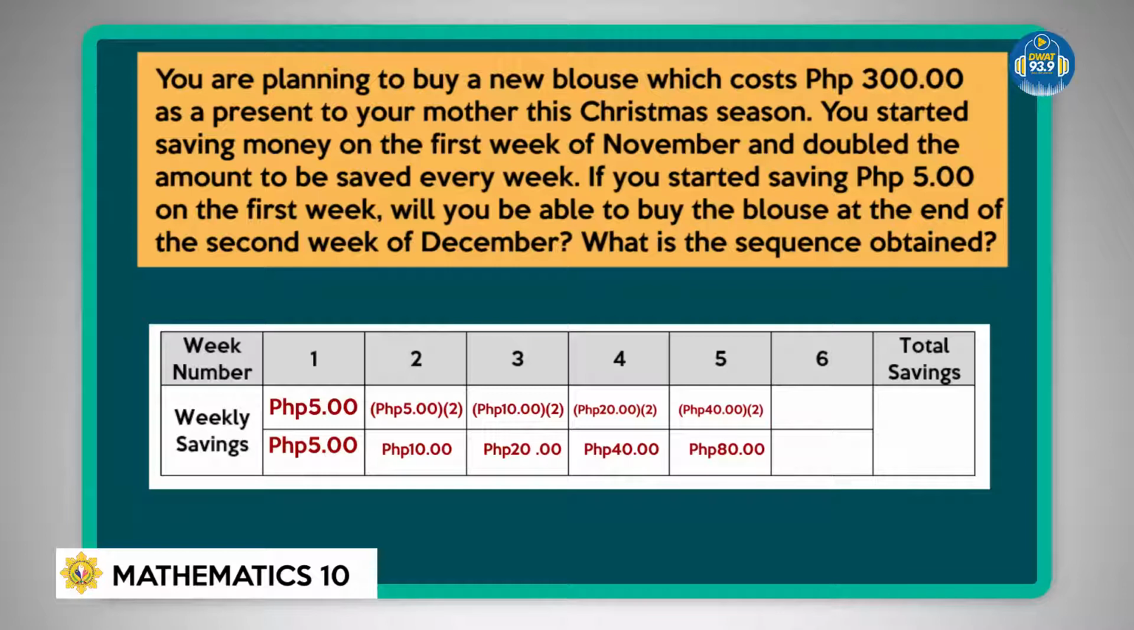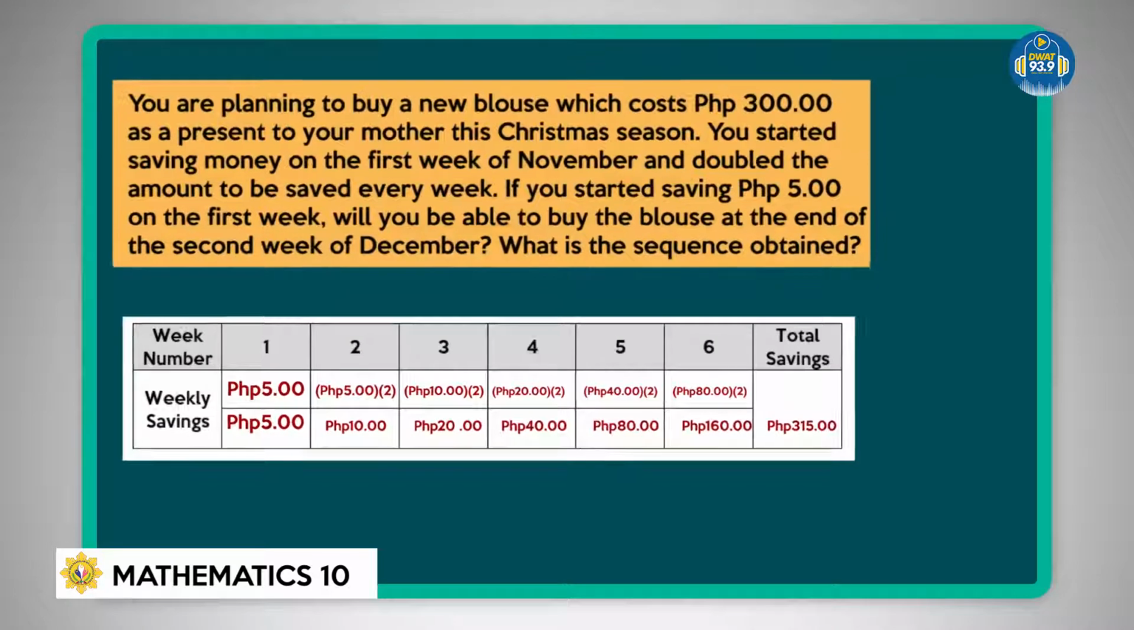On the 5th week of saving, we have 40 pesos times 2, therefore, the weekly savings is 80 pesos. And the last, on the 6th week, we have 80 pesos times 2, which is equal to 160 pesos. So, the total savings for the 6-week duration is 315 pesos.